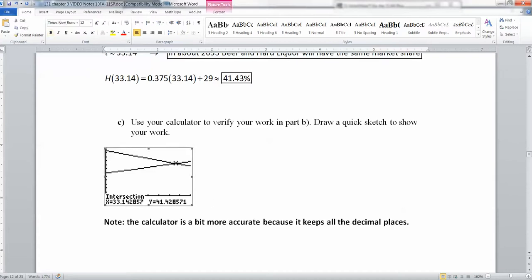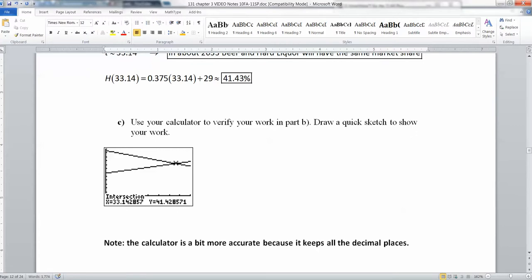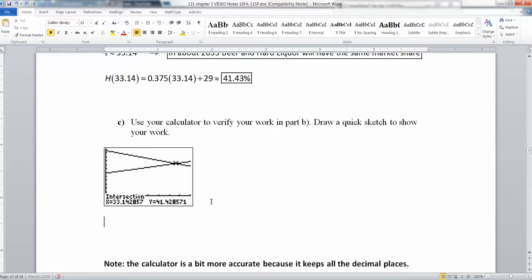But we can also say we should probably answer their question, which is yes. Yes, the calculator's value for the intersection point of 33.143, 41.429 matches our by hand work.